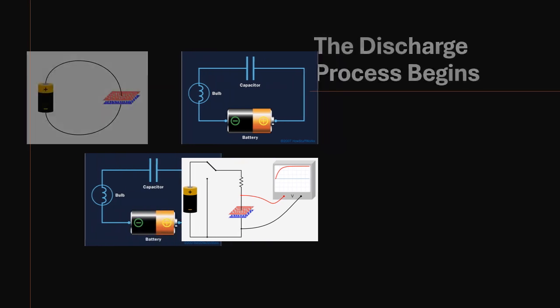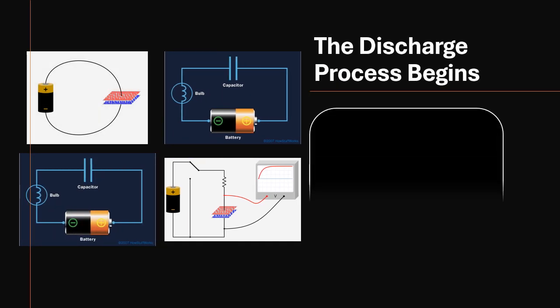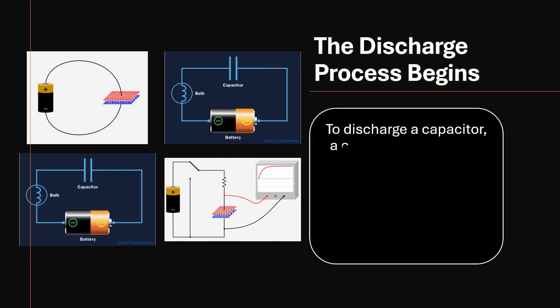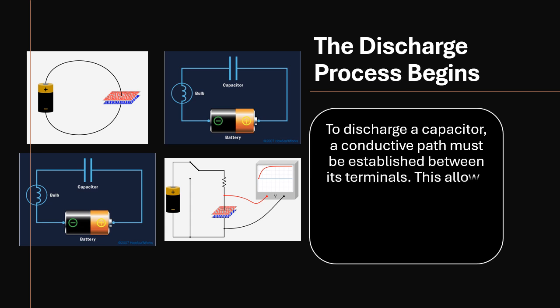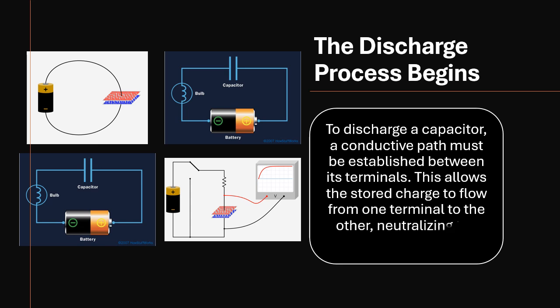The discharge process begins. To discharge a capacitor, a conductive path must be established between its terminals. This allows the stored charge to flow from one terminal to the other, neutralizing the electric field.